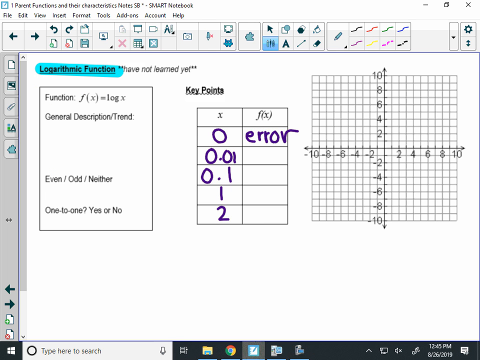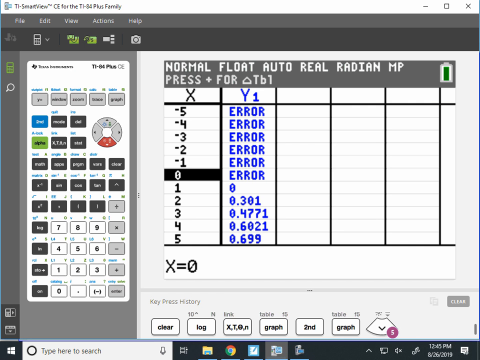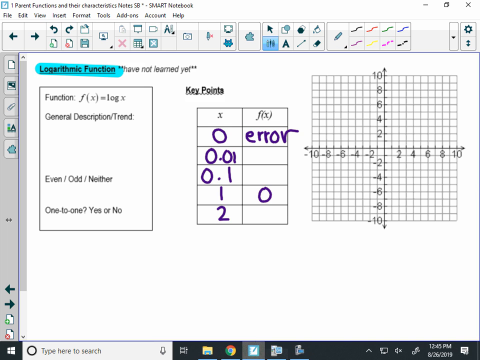We'll talk about why when we get to logarithms in like a month or so. But for now, we don't know why. I'll skip these. We'll come back to them in a second. What was log of 1? 0. And then, sorry, I changed, not 2. I meant, I got it now. I wanted 10. Sorry.